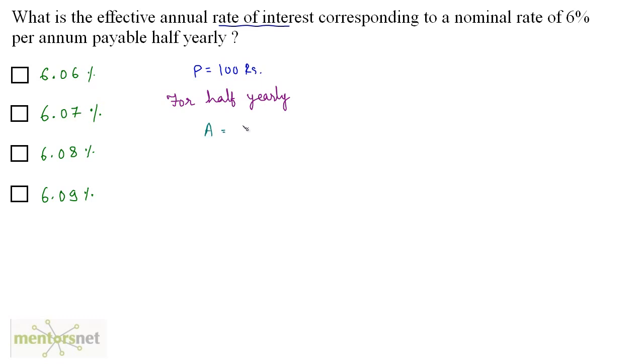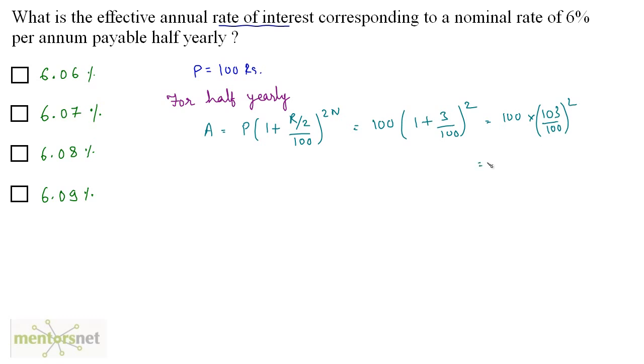It is equal to P into 1 plus, as it is payable half-yearly, the rate becomes half, upon 100, raised to the time period, which becomes twice. So let's calculate the amount. The principal is 100 rupees times 1 plus 6 by 2, and that's 3, upon 100 raised to 2. Right, that's 100 into 103 by 100 raised to 2. That's 100 into 103 square upon 100 square.